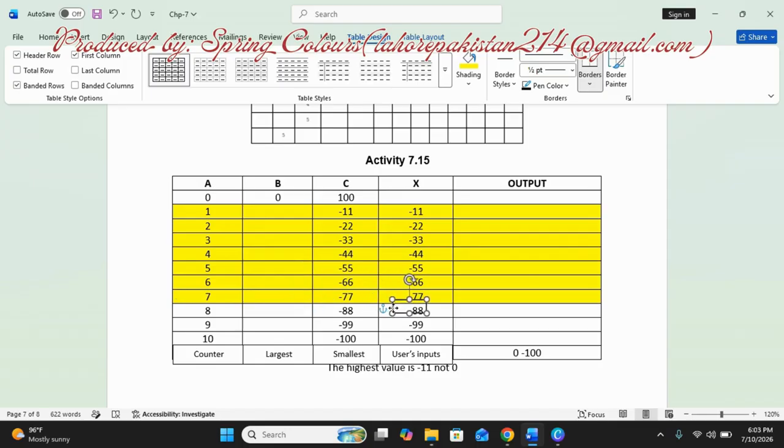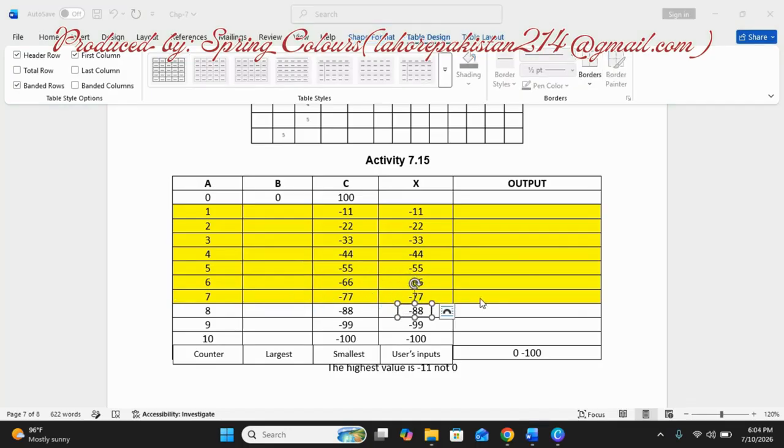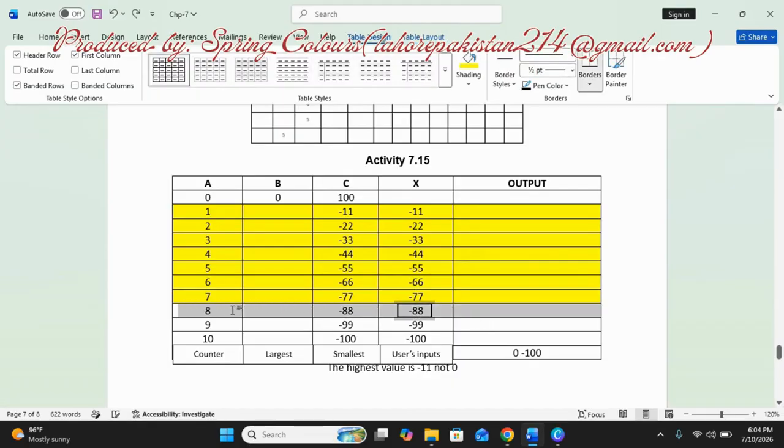because C is storing the smallest values, and the value of counter will increase to 7. In the eighth iteration, the user is giving a value of minus 88. This minus 88 will be compared with the 0 saved in B. As minus 88 is lesser than 0, nothing will be saved inside B because B is storing the largest values. And when this minus 88 is compared with minus 77, as it is lesser than minus 77, it will be saved inside C because C is storing the smallest values, and the value of counter will be increased to 8.